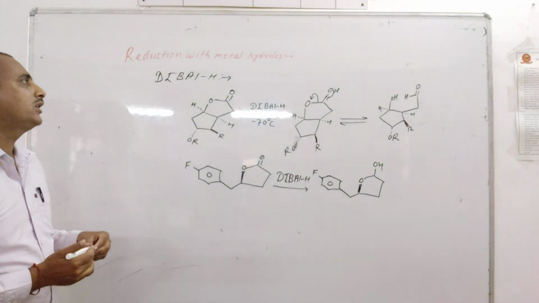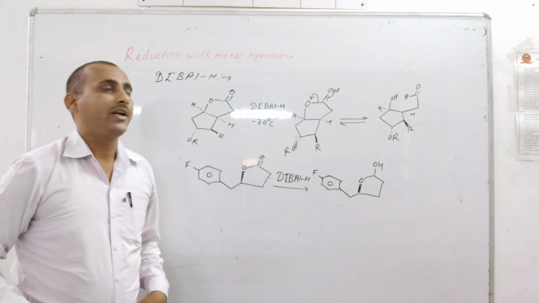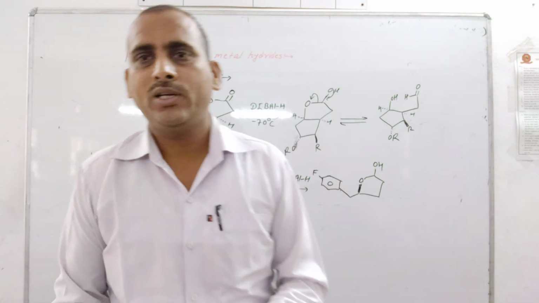Okay, these are the reductions with metal hydrides by using lithium borohydride and diisobutyl aluminum hydride. Okay, we will stop here. Thank you.